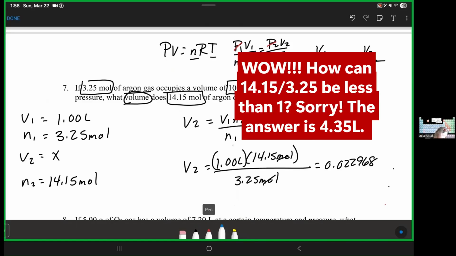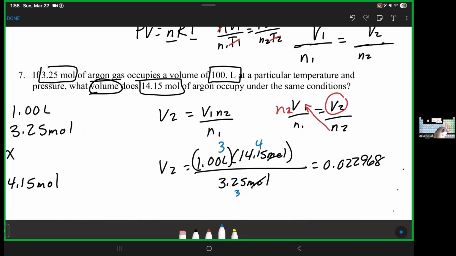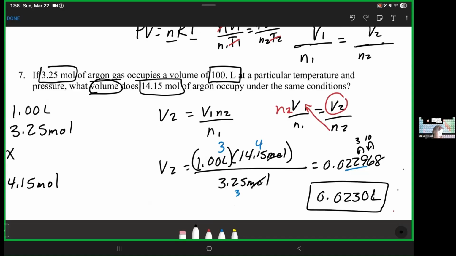0.022968. And we've got 3 sig figs here, 4 here, 3 here. So we're going to go 3 in our answer. So the 6 rounds the 9 up to a 10, which rounds that 2 up to a 3. So I get 0.0230 liters. Okay.